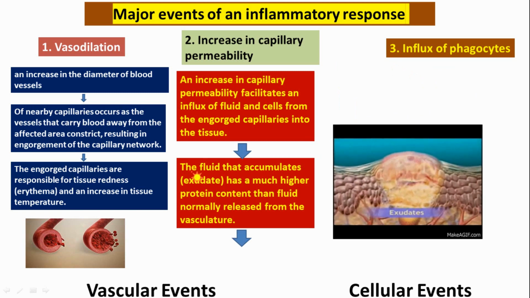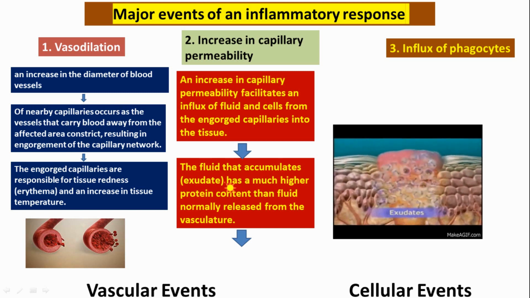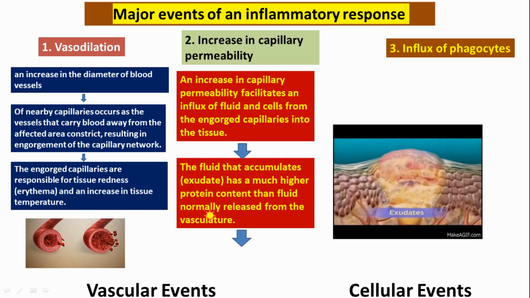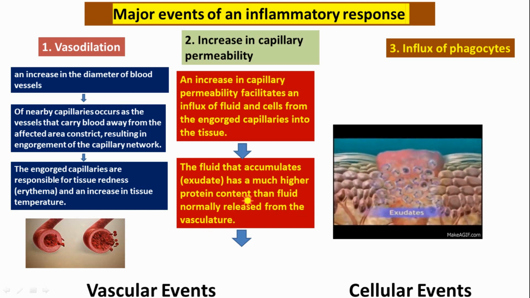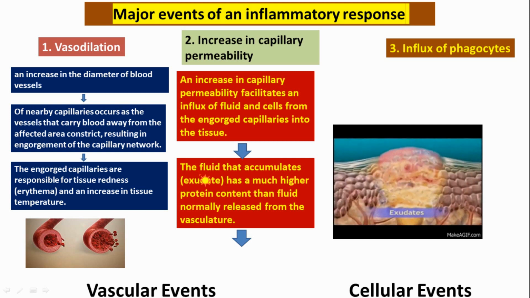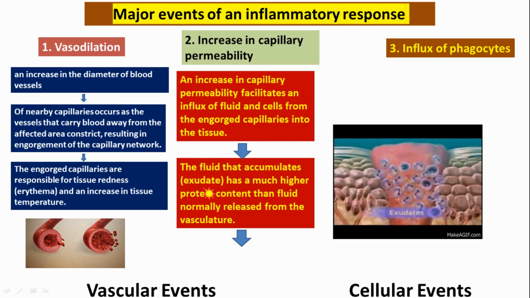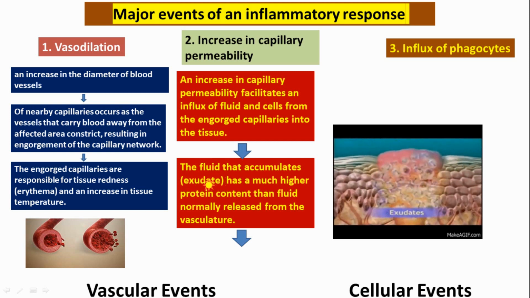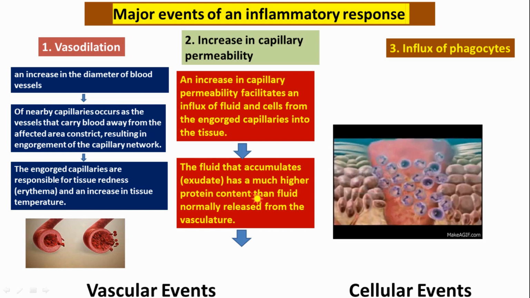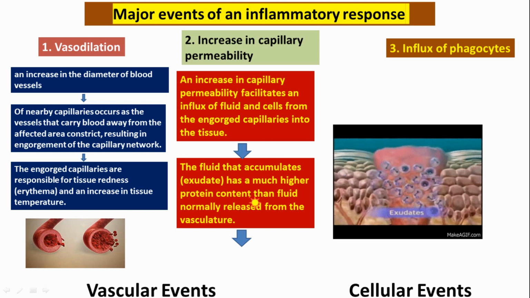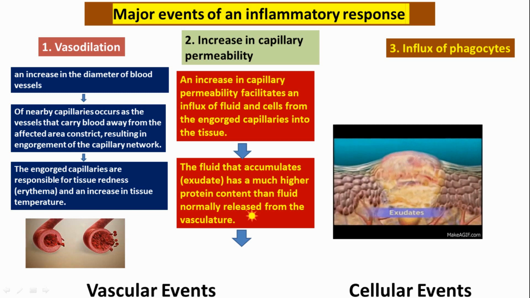Then the fluid that accumulates, which we call the exudate, has much higher protein content than the fluid normally released from the vasculature. So this fluid, which moves from the capillary towards the tissues and accumulates in the tissues, is called exudate. This exudate, as I already mentioned, contains higher protein content, mainly antibacterial or antimicrobial proteins, as compared to the normal vasculature.